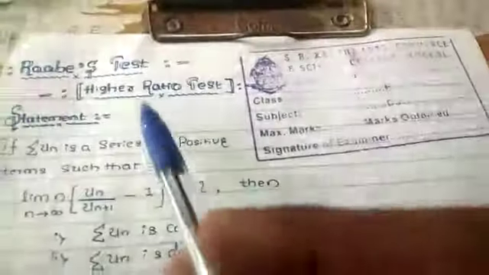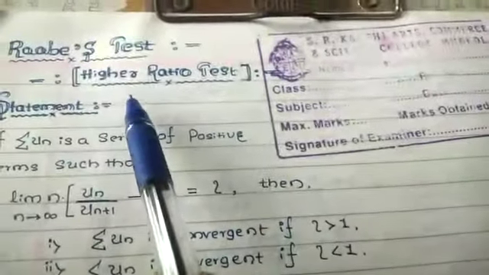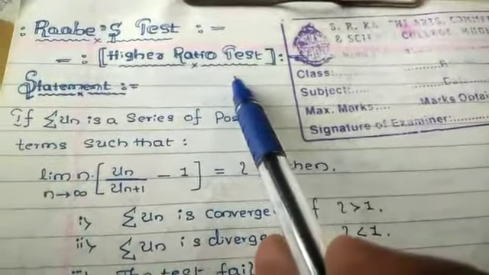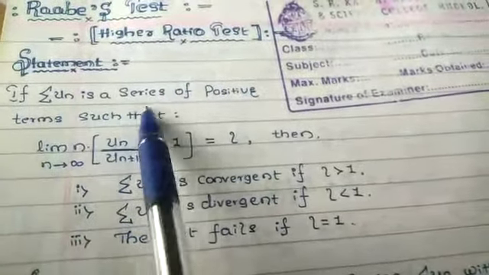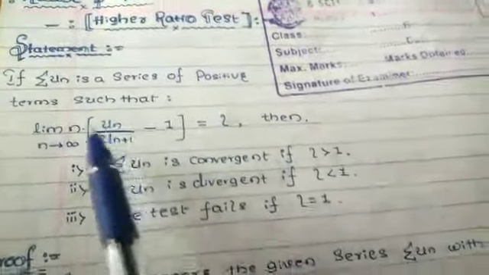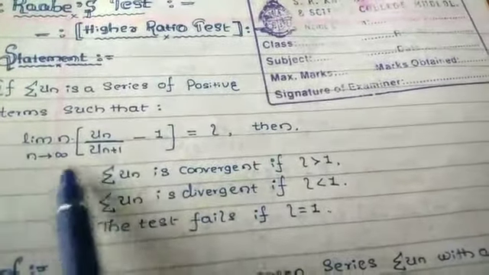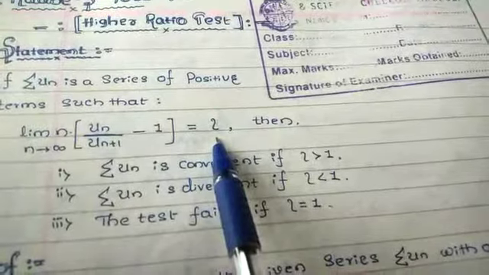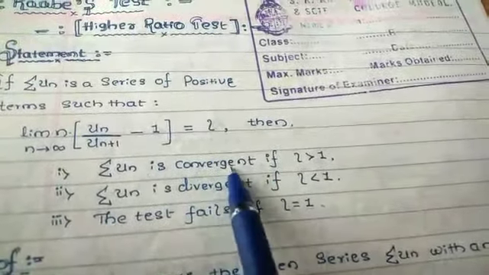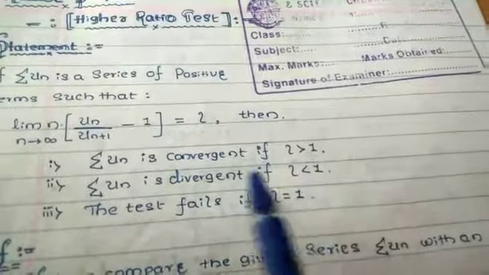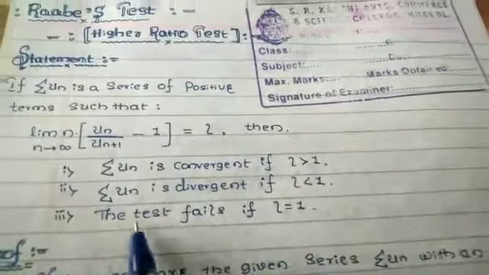So after D'Alembert's ratio test, the most important theorem is Raabe's test, also called the higher ratio test. This is also a very important theorem. Statement: if summation of un is a series of positive terms such that limit of n into (un by un plus 1 minus 1) as n tends to infinity equals L, then if L is greater than 1, the series is convergent. If L is less than 1, the series is divergent. For L equals 1, the test fails.